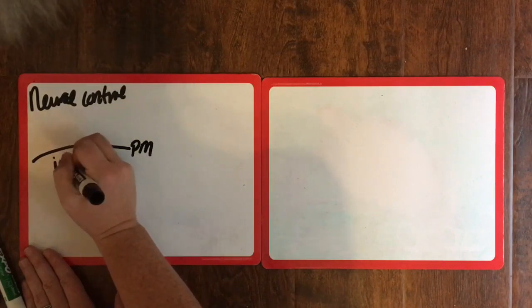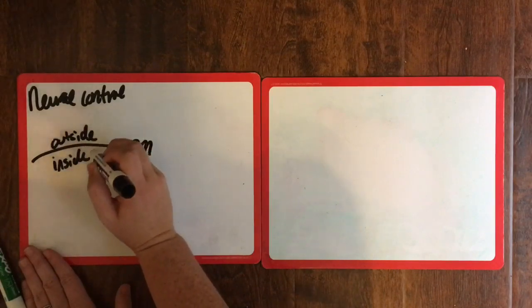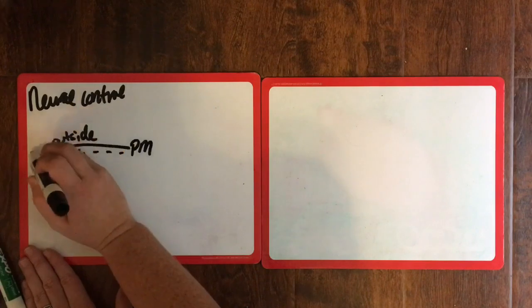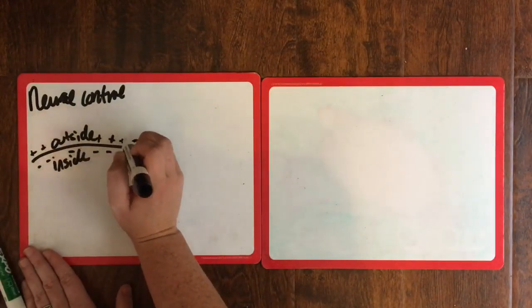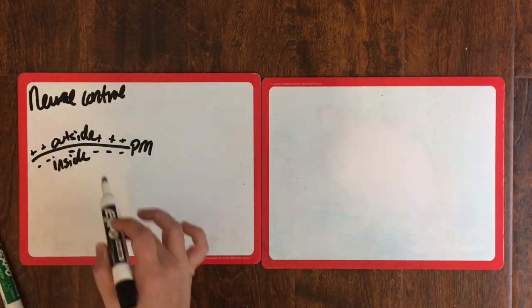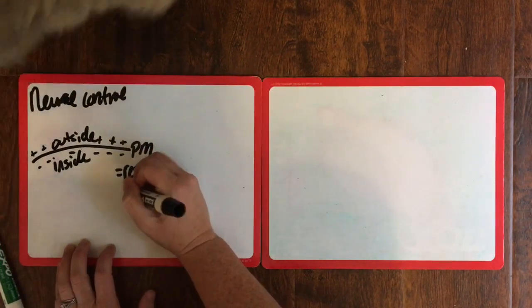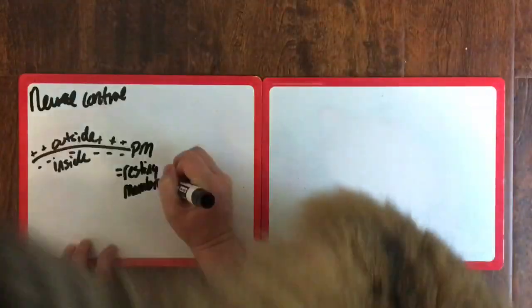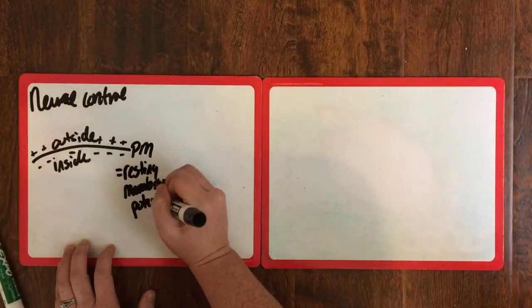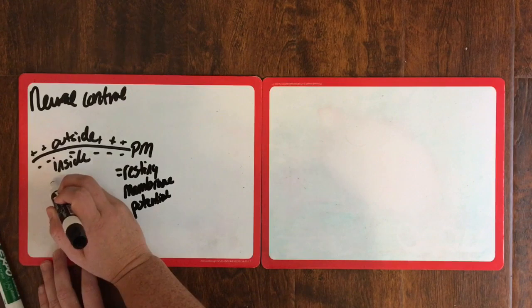Okay, so when we talk about cells, we have a plasma membrane, right? That's separating the inside of the cell from the outside of the cell. So the inside has a negative charge to it, and the outside has a positive charge. Now, this is really the separation of charges. This cell is polarized, okay? And this potential difference across the plasma membrane is the resting membrane potential.